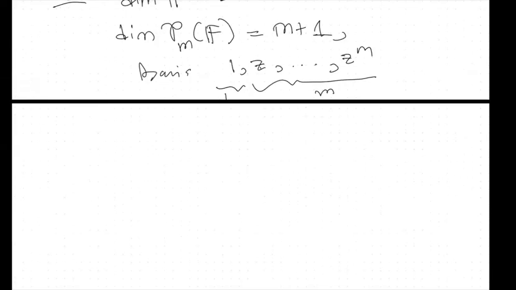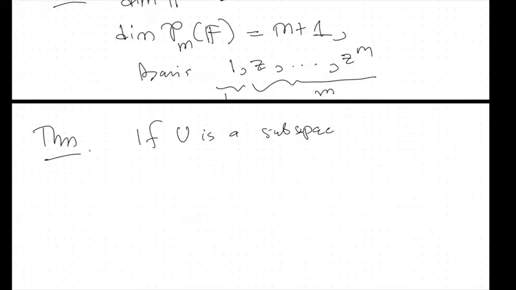Now, another very obvious theorem. If U is a subspace of V, and we are considering only finite dimensional vector space, then the dimension of U is less than or equal to the dimension of V.